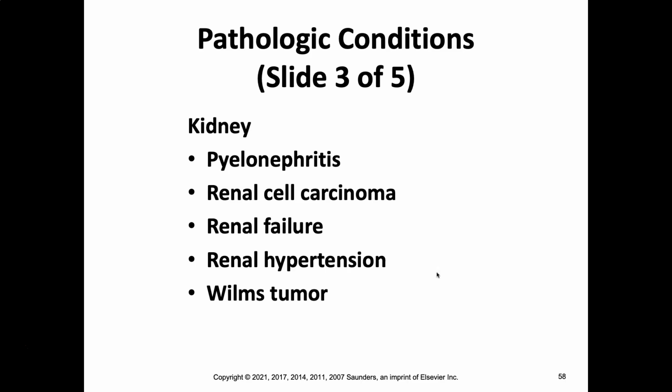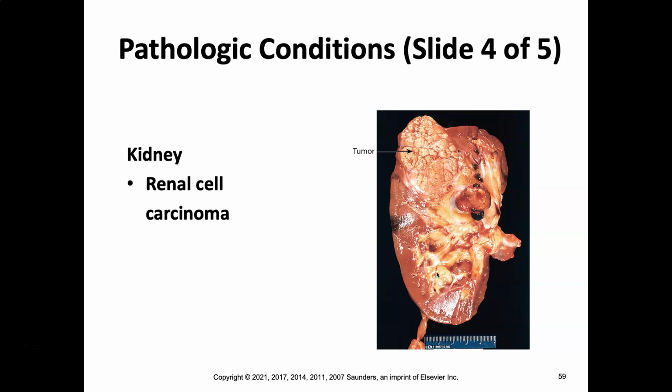With your kidney, you can get pyelonephritis, renal cell carcinoma, renal failure, renal hypertension, and a Wilms tumor. This is an example of renal cell carcinoma on a kidney. See those different cells? They're very, very different than the cells around them.